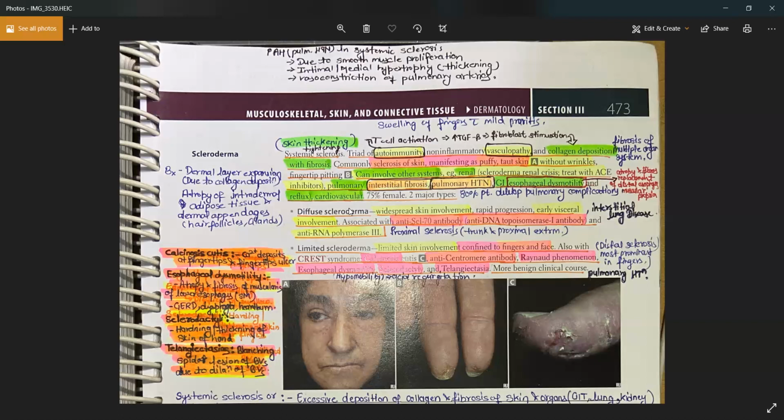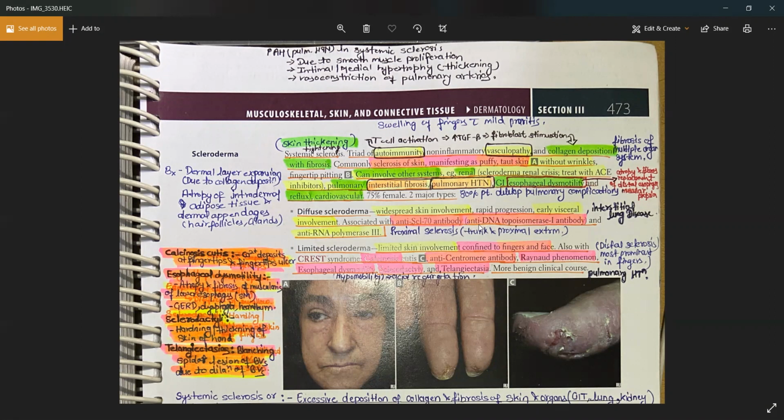So you have two types of scleroderma. One is a diffuse type and one is a limited type. The limited type is limited to certain tissues only, okay, and majorly the skin, right? But the diffuse type involves every organ, right? It has a very widespread skin involvement along with early visceral involvement, right? And it is associated with the anti-Scl-70 antibody, which is the anti-DNA topoisomerase 1 antibody, right? It is the antibody against topoisomerase 1.